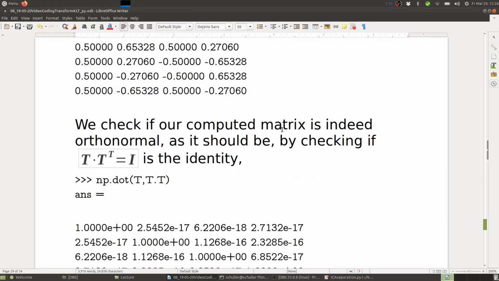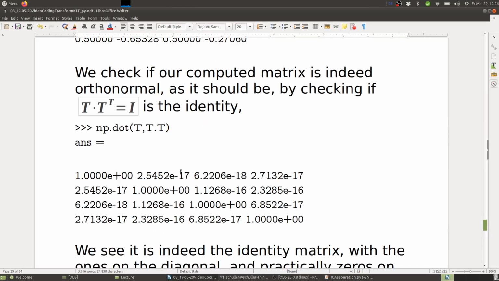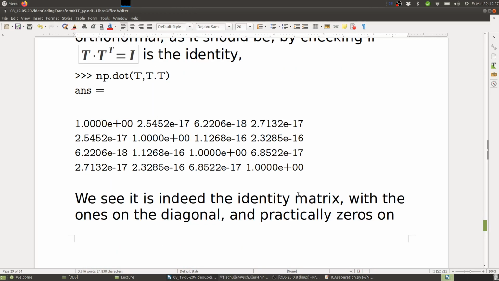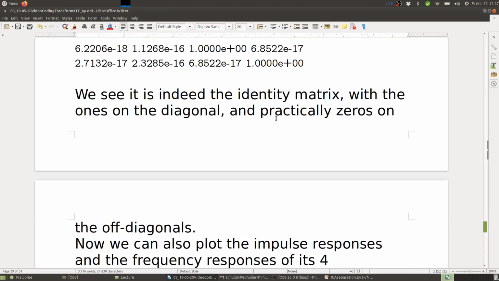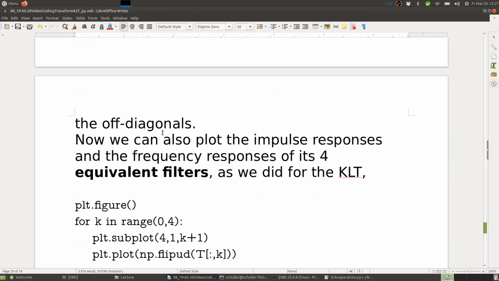So we check if our computed matrix is indeed orthonormal, as it should be, by checking if T times T transpose is identity. So here we do it. We multiply the two, T by T transpose, and indeed on the diagonal we get 1s, and on the off diagonal we get numbers on the order of 10 to the minus 16, which means it's just rounding errors, and in reality it's 0. So that works. Indeed, the identity matrix, and practically zeros on the off diagonals.